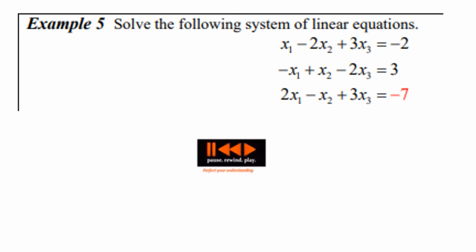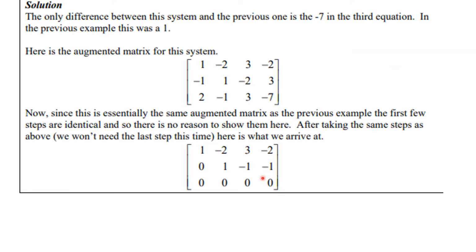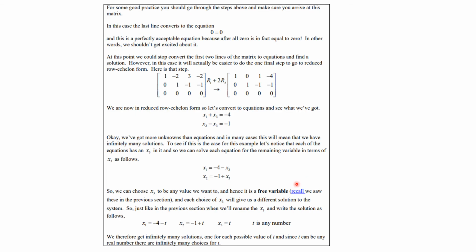Let's see how you did. Okay, well, when we do that, we can get very much to where we were, except at the last step we end up with zeros across the entire bottom. That's going to mean that's going to be a free variable.